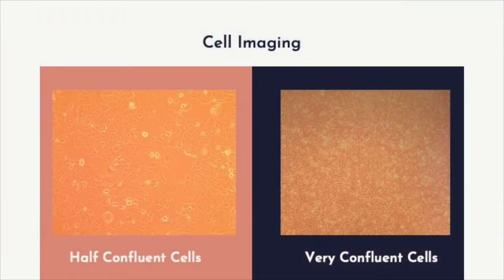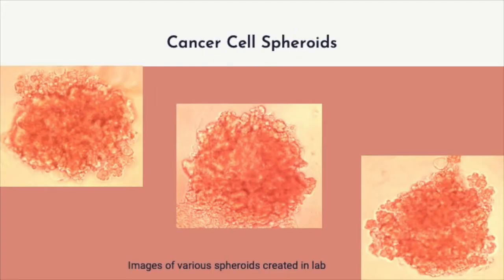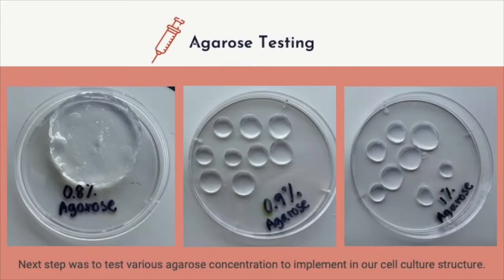These are images of our MCF7 breast cancer cells at different points in time. Here are images of different spheroids that we created in the lab. Before creating a homogeneous solution of both agarose and collagen, we had to test various agarose concentrations to determine the desired concentration to use in our design. By comparing 0.8%, 0.9%, and 1%, a 0.9% agarose concentration was neither too soft or too firm, which would allow for maximum cell proliferation and migration, in addition to best representing human tissue conditions.